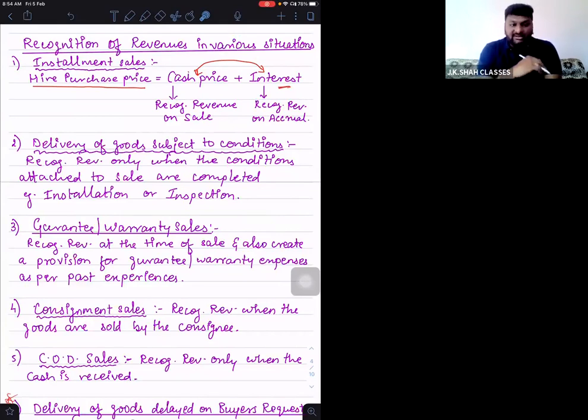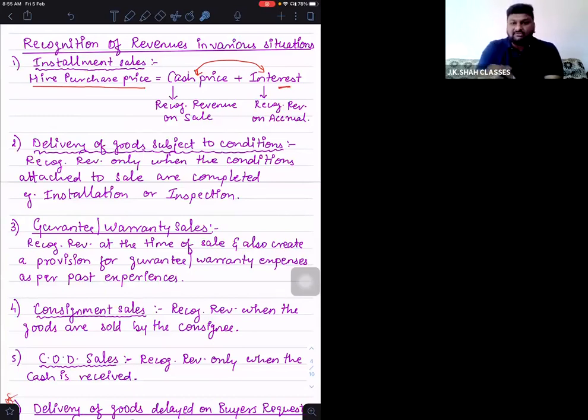Technically, when sales are made on guarantee or warranty basis, the sale has to be recorded immediately on the same logic of transfer of risk and reward. But there is one condition: you have to create a provision for warranty claims that can come in the near future. Because if you are giving a 1 or 2 year warranty, there is a chance that some people will come and claim the warranty, and for that you have to spend something from your pocket. So for that expenditure, you have to create a provision today.